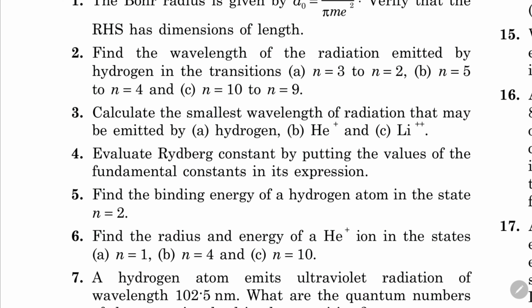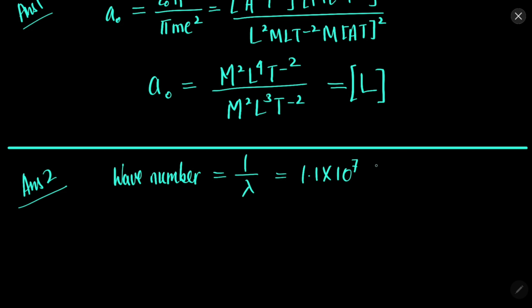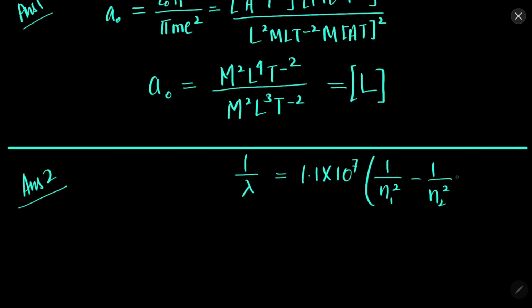In question 2, we need to find the wavelength of radiation emitted by hydrogen in the transition from n equal to 3 to n equal to 2, then n equal to 5 to 4, then 10 to 9. So the second question: we know that the wave number is given by 1 over lambda, equal to 1.1 into 10 to the power 7, and this formula can be used here, 1 over n1 square minus 1 over n2 square.